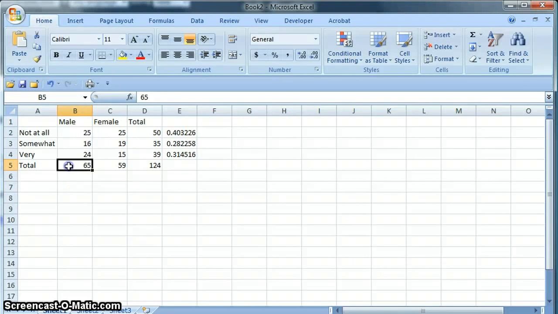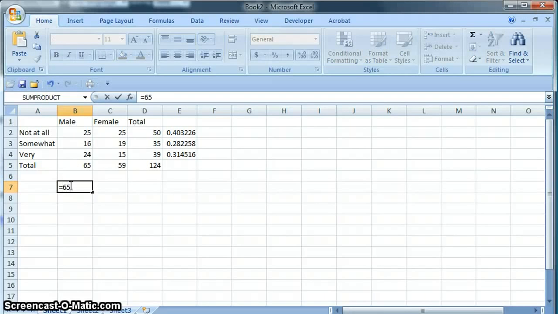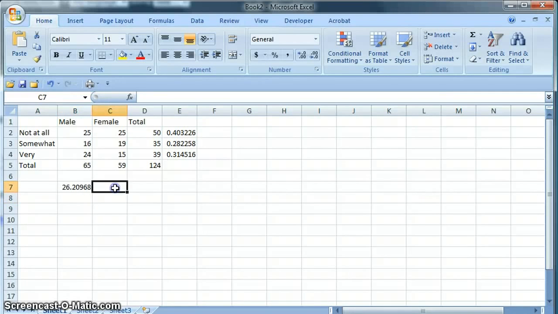We have the subtotals here. There were 65 males in the sample. If we take the 65 and multiply by our 40%, that is 26.2 males. There were 59 females in the sample. 59 times our 40% is about 23.8. Even though we're talking about people here, we are not going to round. Keep the decimals here on the people, as strange as that may be.